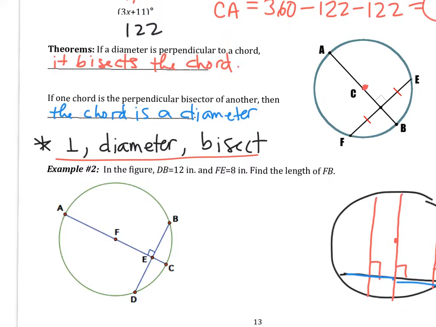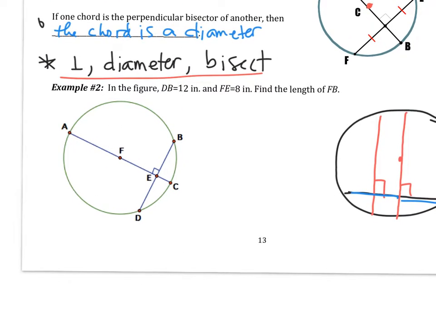Big idea. And that's why there's essentially two theorems with it. The first one says diameter perpendicular, you can assume the bisecting. The second one says perpendicular and bisecting, therefore you can assume the diameter. All right, so in the figure below, do we have a diameter?